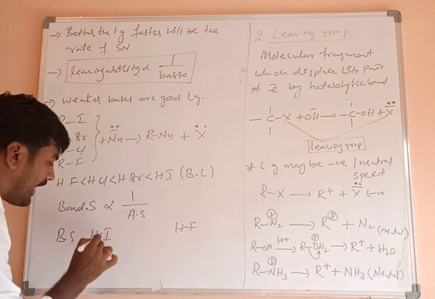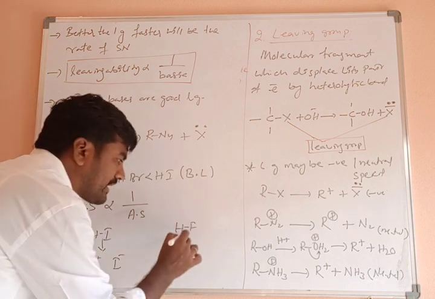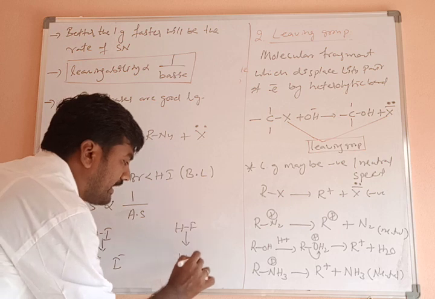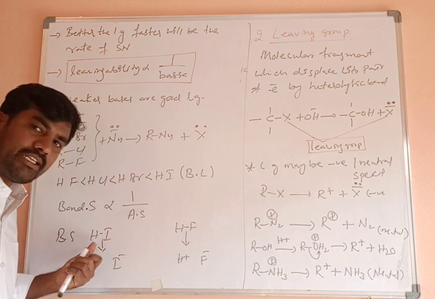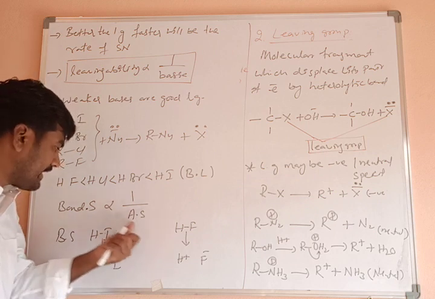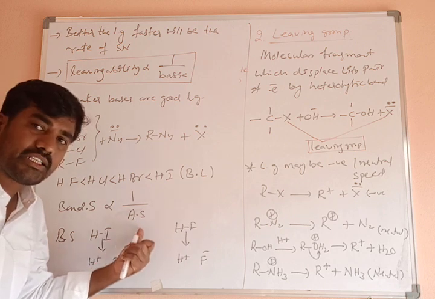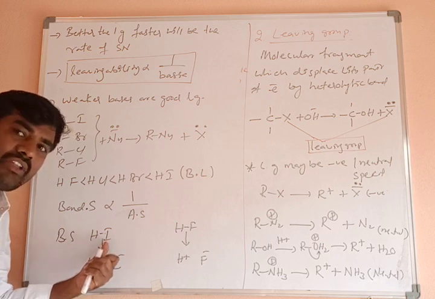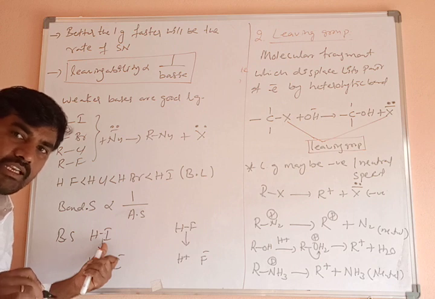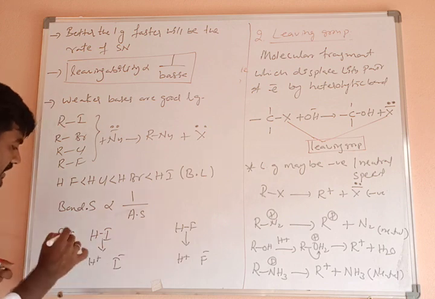Then it ionizes as H plus and I minus. Similarly, hydrogen fluoride also undergoes ionization, forming H plus and F minus. Clear? Now what about the stronger acid? Bond strength is inversely proportional to the acidic strength. The bond strength of hydrogen iodide is very weak, so it is the strongest acid.